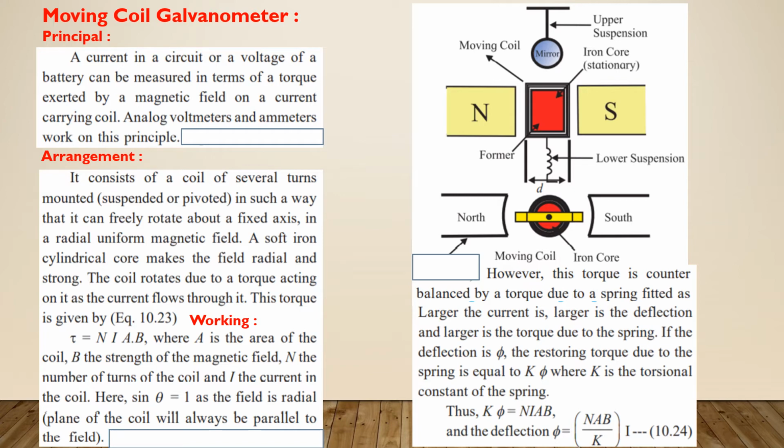I. For a given setup, all the quantities in the bracket, NAB upon K, that is the number of turns of the coil, the area of cross section of the coil, the strength of the field, and the torsional constant of the spring, are constant. Hence, we can say that the deflection phi is directly proportional to the current flowing through the coil.